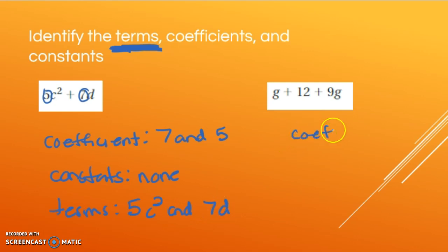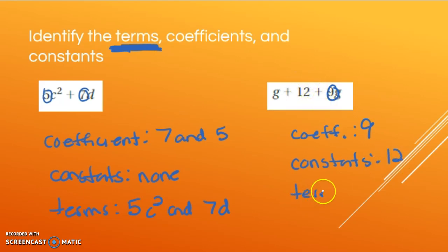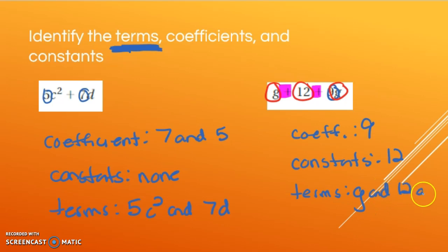Let's do the same thing over here. My coefficients, 9, that's in front of the g, and then I have a 1 in front of this g, but I don't need to write that because it's just 1. Now for my constants, I do have a constant here. My number by itself is 12. Terms, I'm going to have 3 terms. If you look up here, they are all separated by this plus sign. So my terms are going to be g and 12 and 9g. All right.